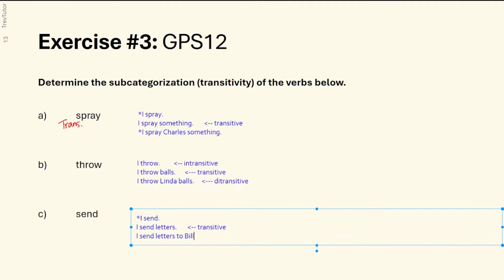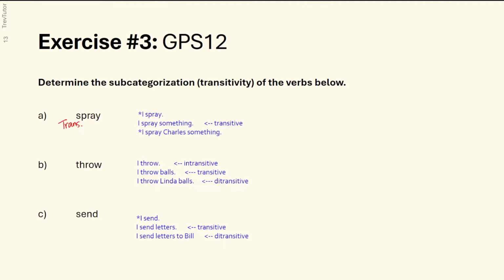Or I send letters to Bill, which would say that it's ditransitive. So in the three verbs that we investigated, one of them is pretty strict, but the other ones can take different forms depending on the sentence that they're in. So we don't want to say strictly that each verb has one specific subcategorization because they could have more. It's going to depend on the context. It's going to depend on the sentence.